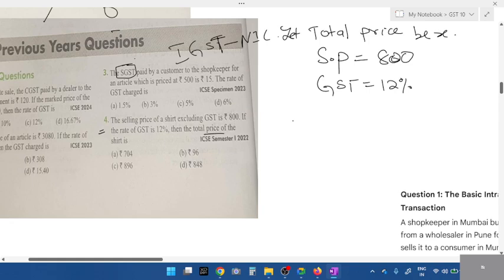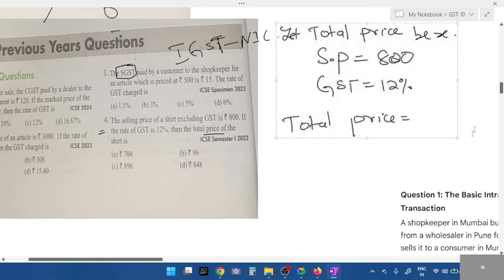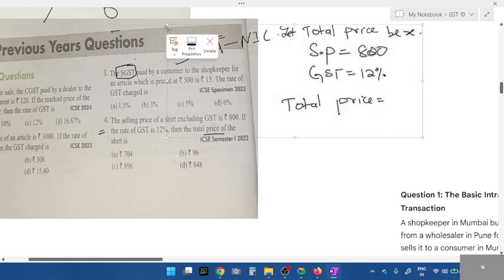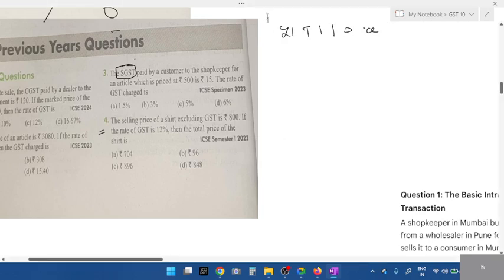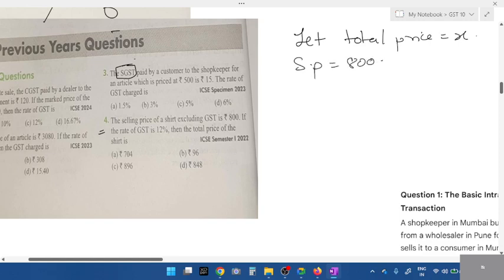So I gave you a formula. Whether it is cost price, total price, or mark price, whatever we need to find. Look here, whatever we need to find, let total price be X. Selling price is equal to 800. GST is equal to 12%. Okay, just forget this, students.